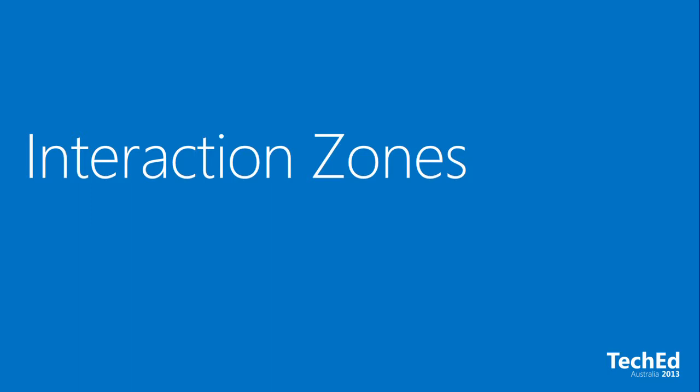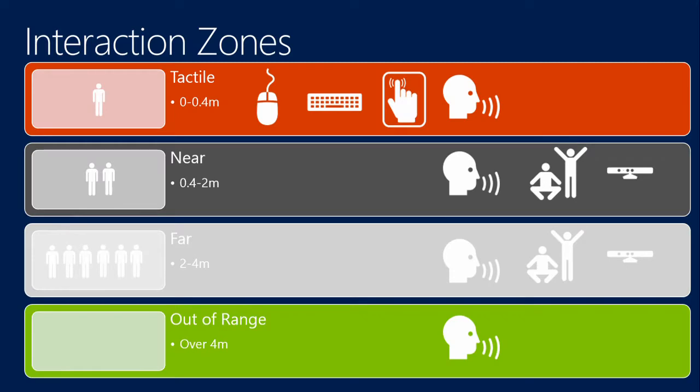Flip the slide for me. So why did I just show you that? Now we get to reveal the chair. What we're talking about here is different interaction zones.